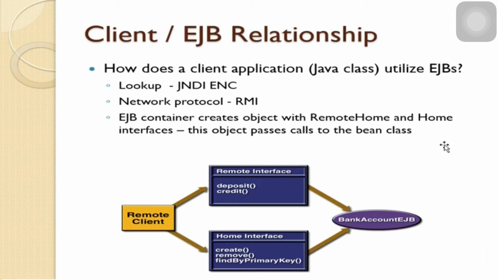Okay, so 3 steps. First, discover the instance of the EJB, then use RMI. After that, the container will create 2 objects called remote home and home interface to help the container to transfer or pass the request from the client to the actual bean class. Okay, read this slide to understand the procedure, how the client uses the EJB instance. 3 steps actually. Okay, read this slide carefully for 3 minutes.